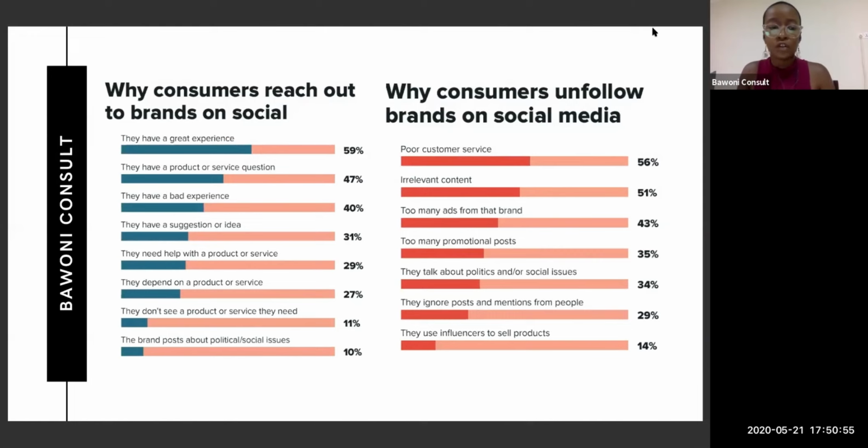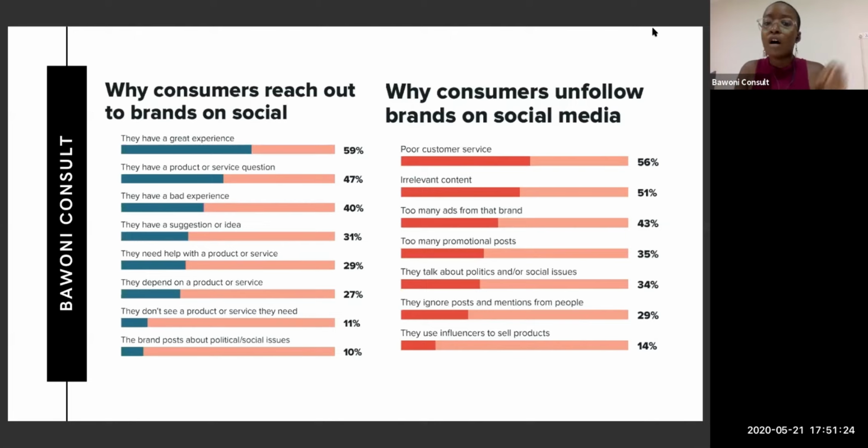So if it's out of stock, and maybe the brand posts about political or social issues. Let's say right now we're talking about COVID-19, and every brand is talking about COVID-19 right now. So that might be a reason, but it's not the biggest reason a consumer is going to reach out. It's really their interaction with your product or service, and how they can get more information or more value out of your product and service, in the experience.